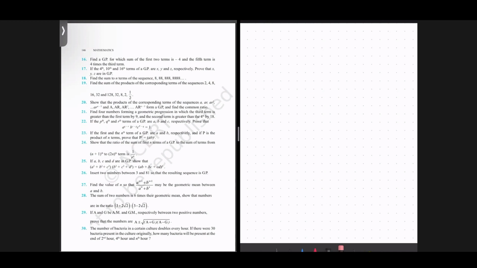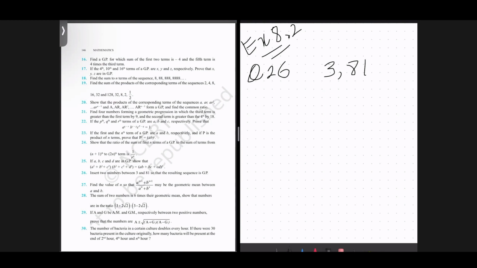We are going to now begin our session, and the first question that we are going to be seeing is in exercise 8.2, question number 26. In question number 26, we are required to insert two numbers between 3 and 81 so that the resulting sequence is a GP.